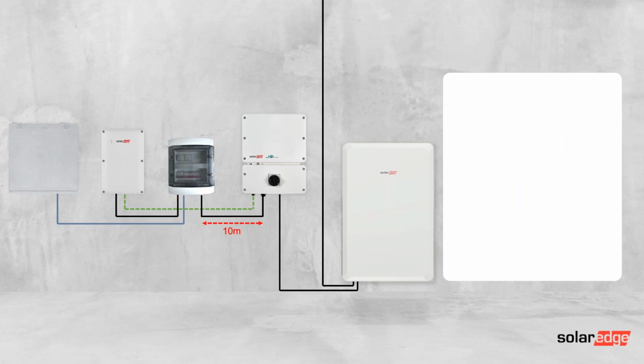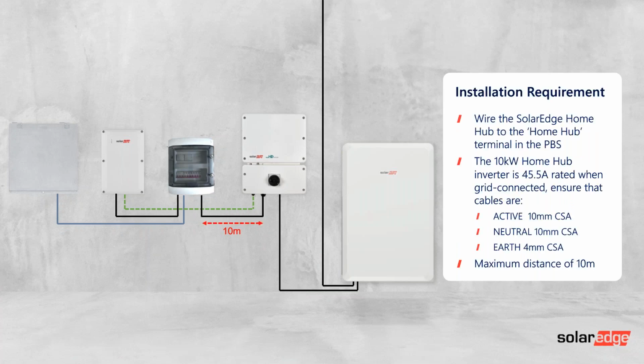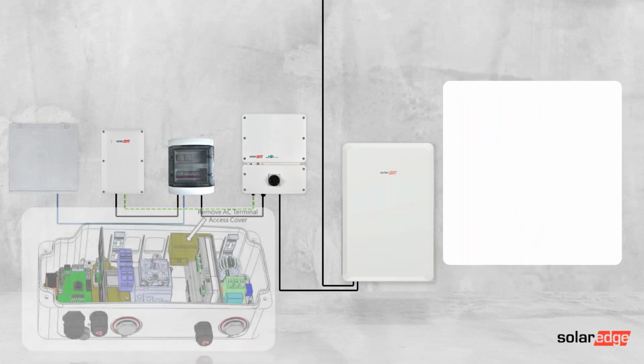Then you've got the AC connection between the inverter and the polyphase backup switchboard. Again, if it's a 10 kilowatt home hub, the recommendation is about 10 meters and to use 10mm CSA cable to make sure that your voltage drop isn't too great.